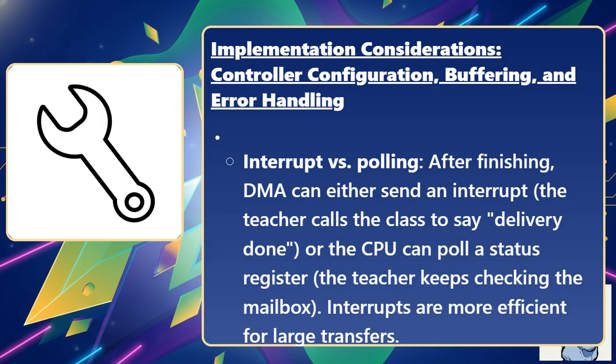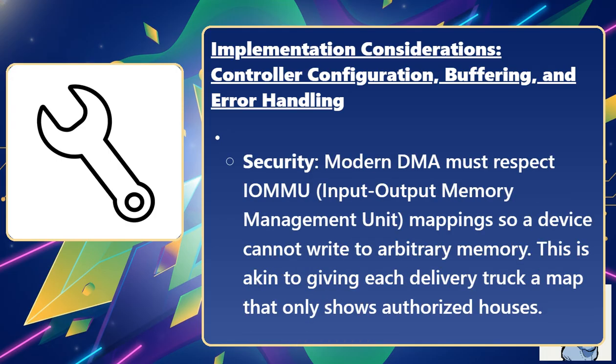Interrupt versus polling. After finishing, DMA can either send an interrupt, the teacher calls the class to say delivery done, or the CPU can poll a status register, the teacher keeps checking the mailbox. Interrupts are more efficient for large transfers. Security. Modern DMA must respect IOMMU, input-output memory management unit, mappings, so a device cannot write to arbitrary memory. This is akin to giving each delivery truck a map that only shows authorized houses.